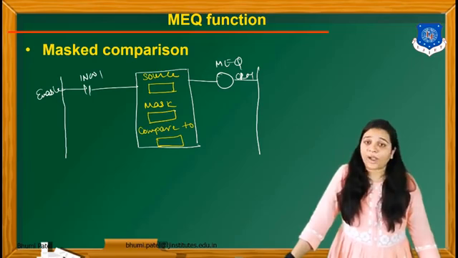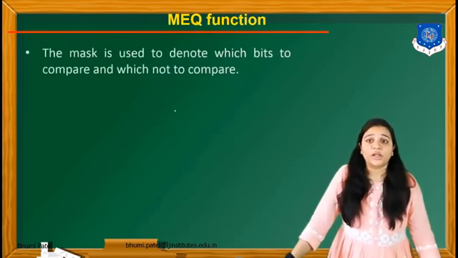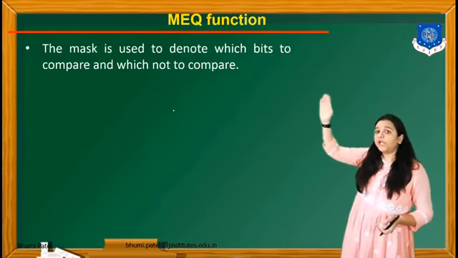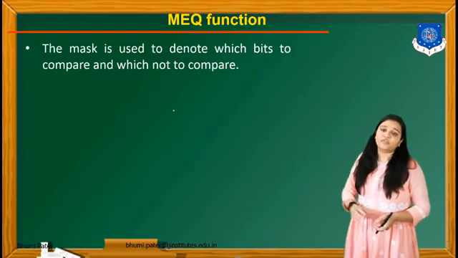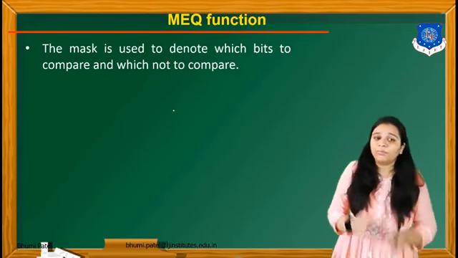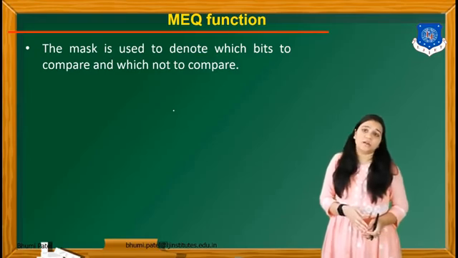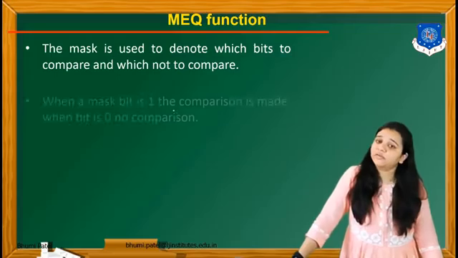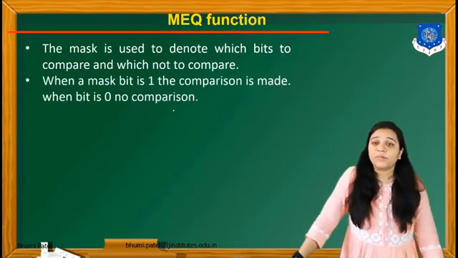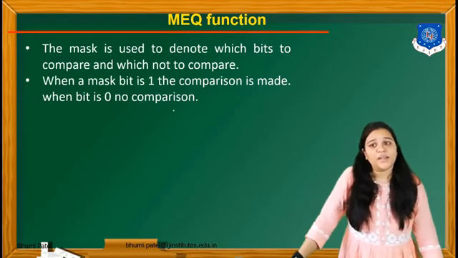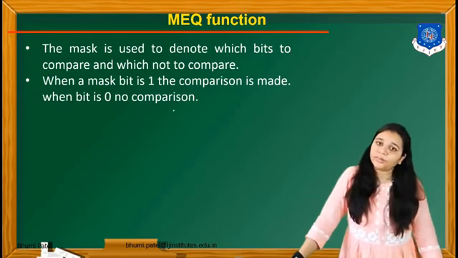Now what is the mask? What is the particular application for the mask comparison? Okay, so the mask is used to denote which bit to compare or which not to compare. So if we have to compare the bit for this particular register, that time we have to use the mask comparison function. When the mask bit is 1, the comparison is made. When the bit is 0, there is no comparison.